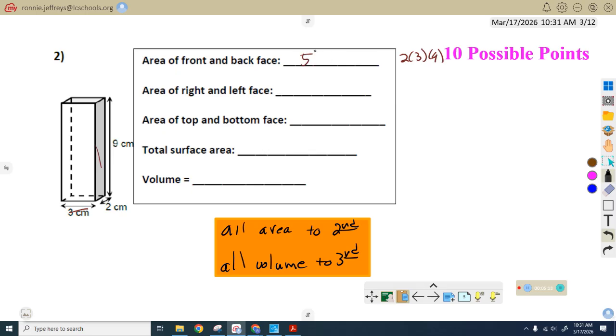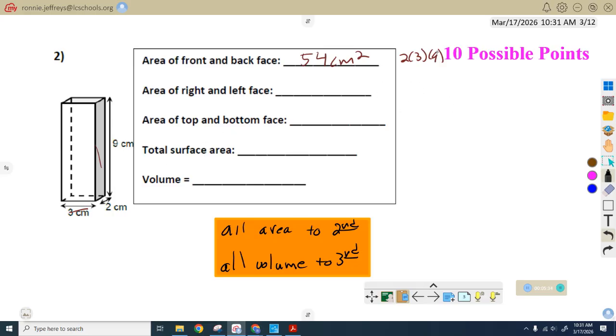So this would be 54. Now, if you just write 54, is it right or wrong? Wrong. If you write 54 CM, is it right or wrong? Wrong, because it's got to have the squared. Again, here's my little note down here: all area squared, all volume to the third.